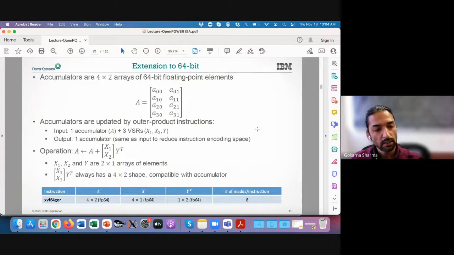So you can assign to A plus, and then when you do X1, X3, and Y transpose, this gives you the result that is 4x2, and then you can put it in the accumulator. Okay, so the instruction is going to be XBF. Now you have 64 and jar. So A is going to be 4x2, X is going to be 4x1, Y is going to be 1x2, and then X1, X2 are 4x1. And then when you do all this, the number of matrix additions per instruction is going to be 8, and then it fits that accumulator.